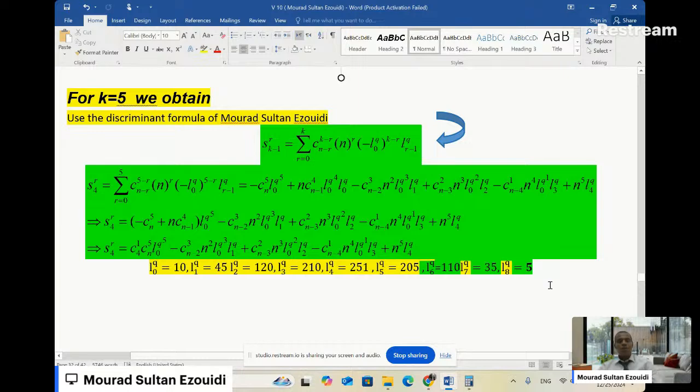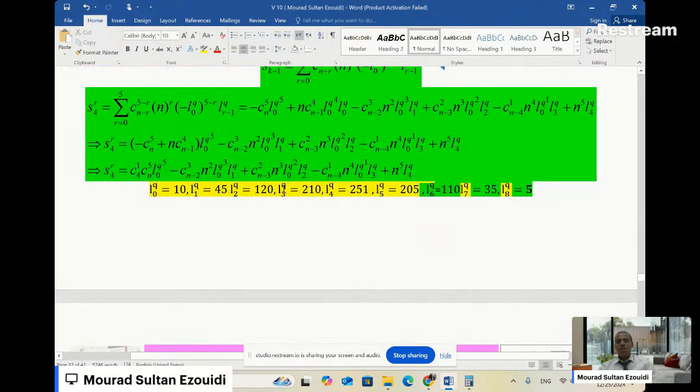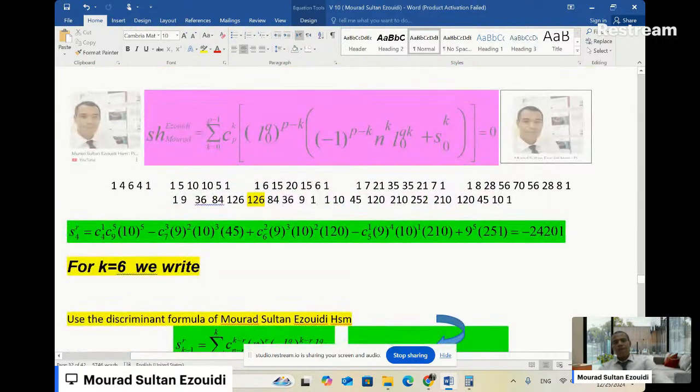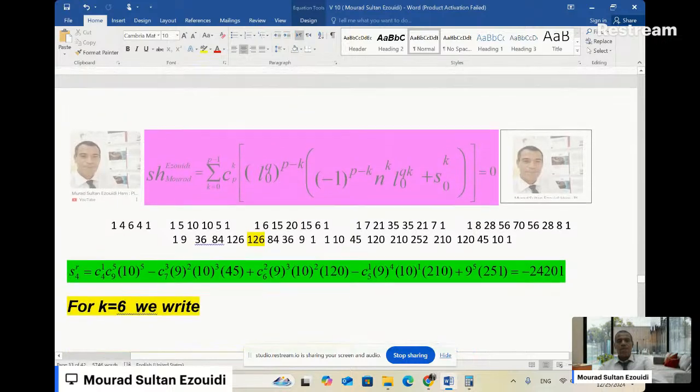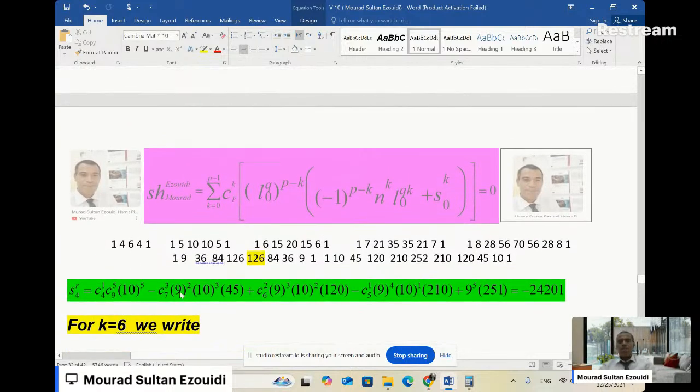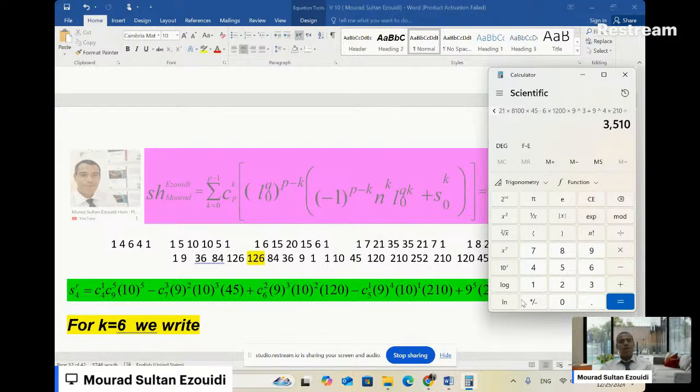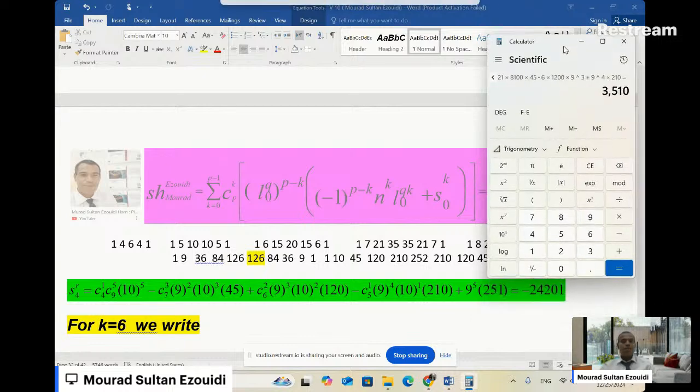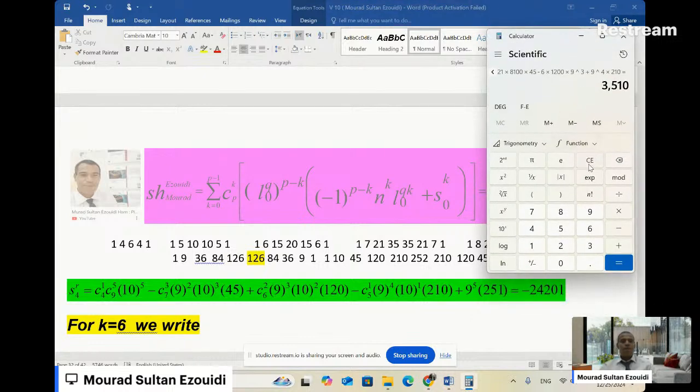Now we will use the coefficients from L0 up to L4, which means I will start at 50, 251. I will use my calculation and make the substitution here. Let's replace L0 with 10, L1 with 45, L2 with 120, L3 with 210, and L4 with 251. I will use a calculator and try to find the value of this.